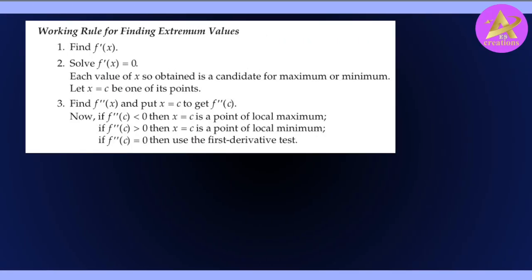First we have to know the working rule, how to find maximum and minimum. These are the steps we have to follow. The first step is we have to find the derivative of the given function, that means f dash of x. Next, whatever f dash of x we get, equate it to 0. From this we get x values. Suppose I take x1.